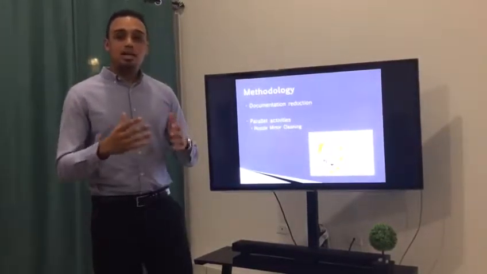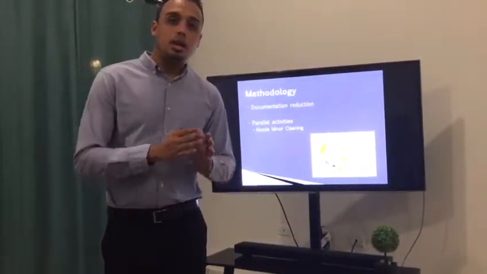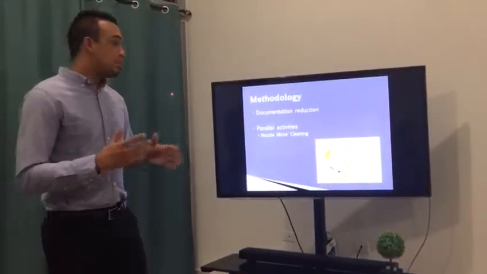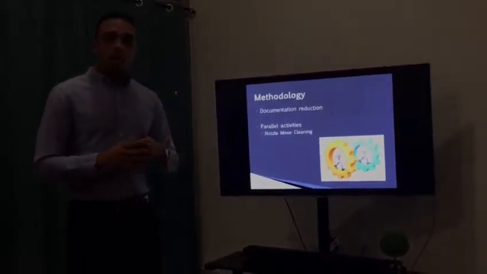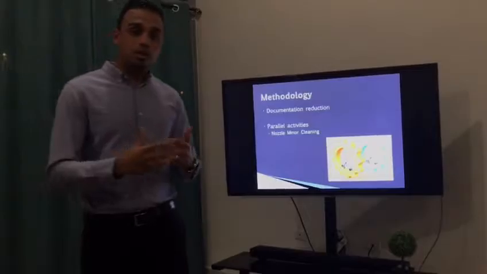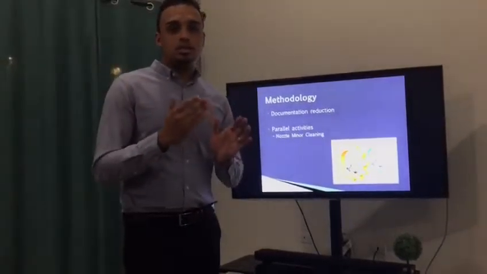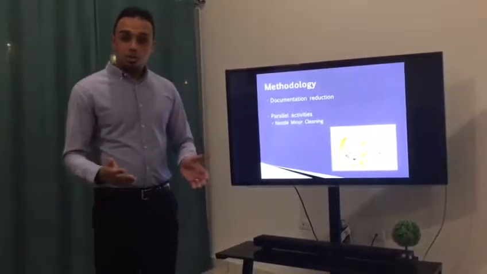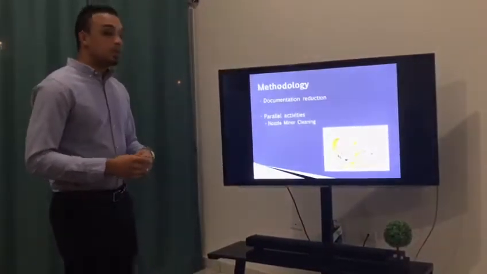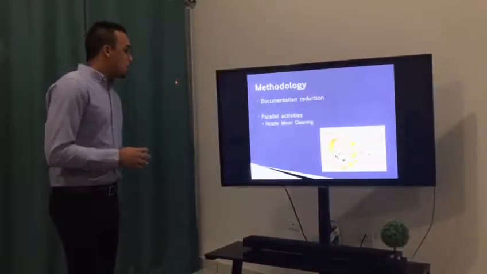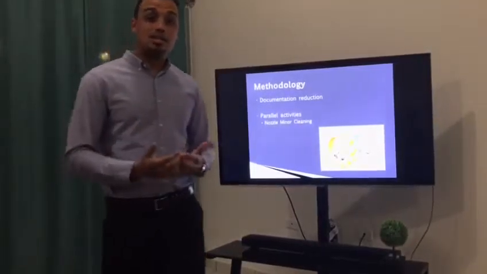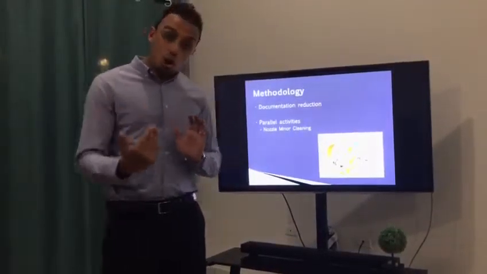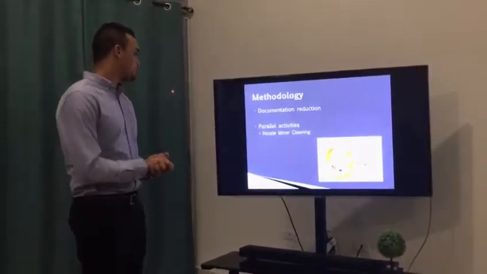So once we analyze all of these individual activities and the time that is being dedicated to them, we need to establish how we can improve and decrease this changeover time. This can be done by identifying areas of opportunity where we can reduce documentation. Also, we can identify activities that we can perform in parallel that will also reduce the changeover time.